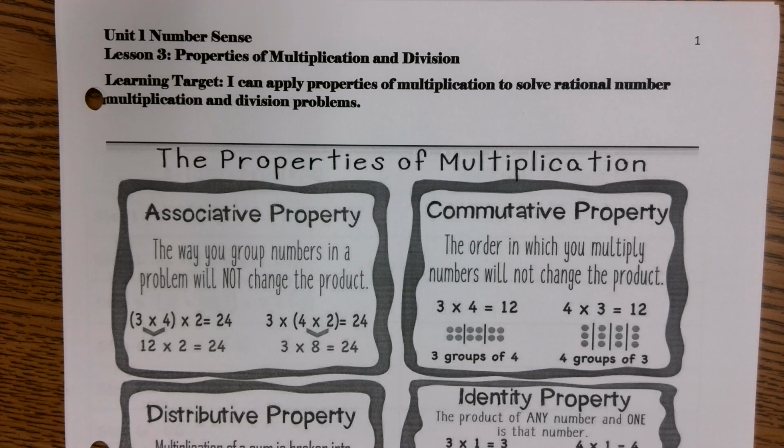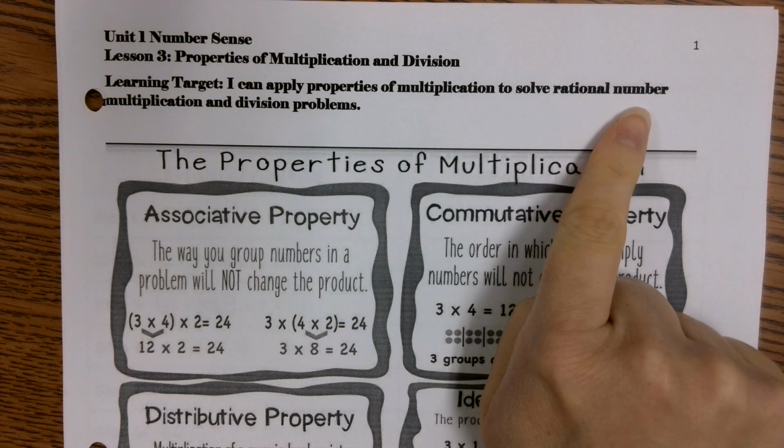So rational numbers, those are things like our integers, our positives and negatives and zero. It also includes your decimals that terminate or repeat, and fractions that can be rewritten into decimals that terminate and repeat. So we'll talk more about that a little bit later.